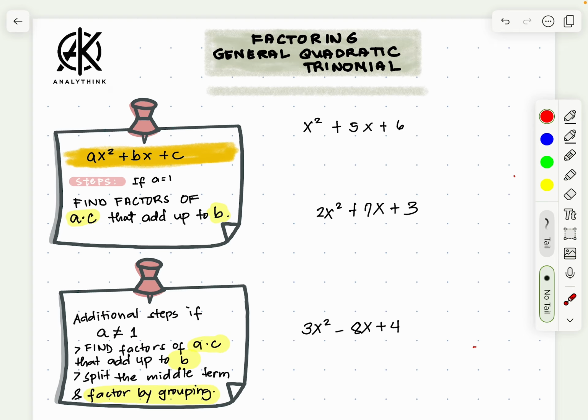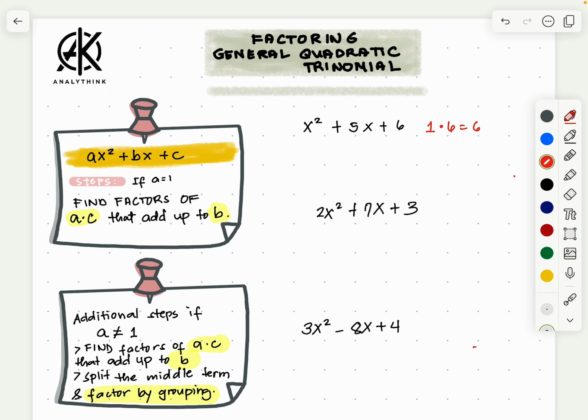The process in finding the factors of this polynomial is you need to find the factors of ac that would add up to b. So in our example here, you have x squared plus 5x plus 6. Your a here is 1 and your c is 6. So 1 times 6 is 6. And then think of factors of 6 that, if you add up, would result to positive 5.